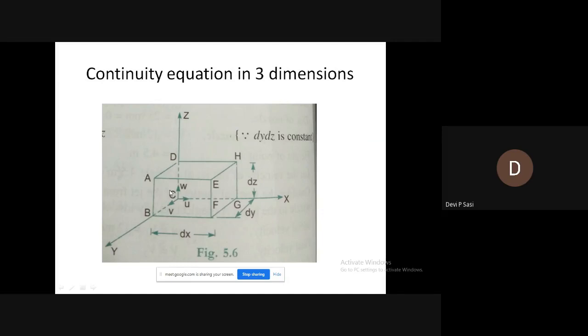You can see ABCD is the face on the left side, but EFGH is present on the right side and you know the mass is flowing over to here in x direction. You can see the mass is coming over to here.